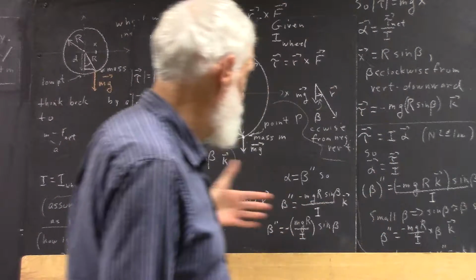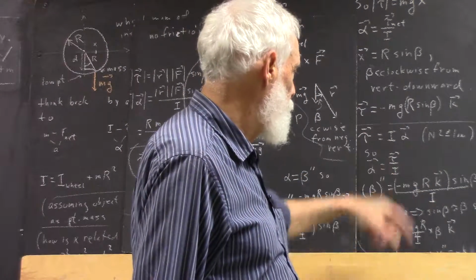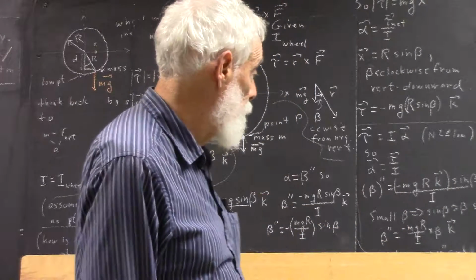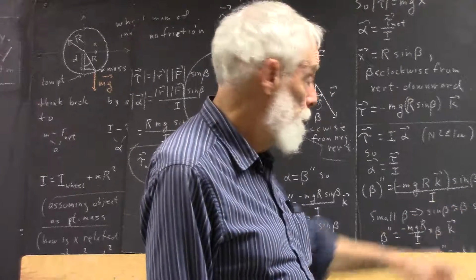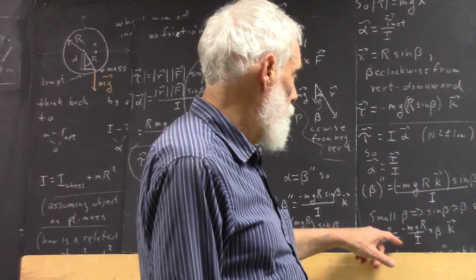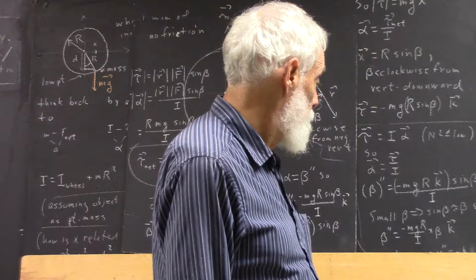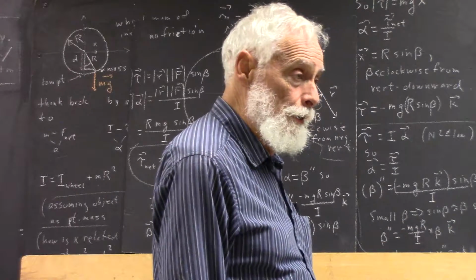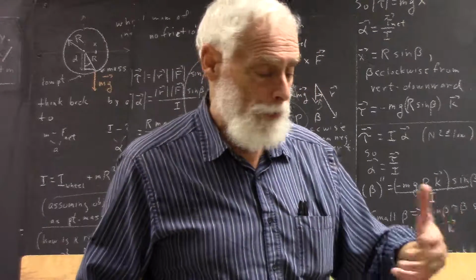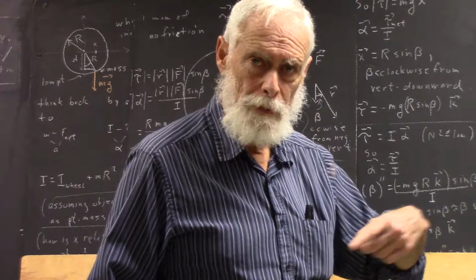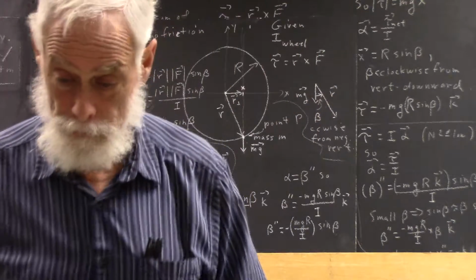Okay, this kind of repeats what we've got here. Tau is I alpha, so alpha is tau divided by I, which is this expression, which we've just written down. And then small beta implies that sine of beta is approximately equal to beta. So we're going to get beta double prime equals negative mgR over I times beta times k. And that's the differential equation that we already know how to solve, because we solved an equation of exactly the same form in developing the equation of simple harmonic motion for an object moving back and forth as opposed to rotating. So we'll continue with that momentarily.